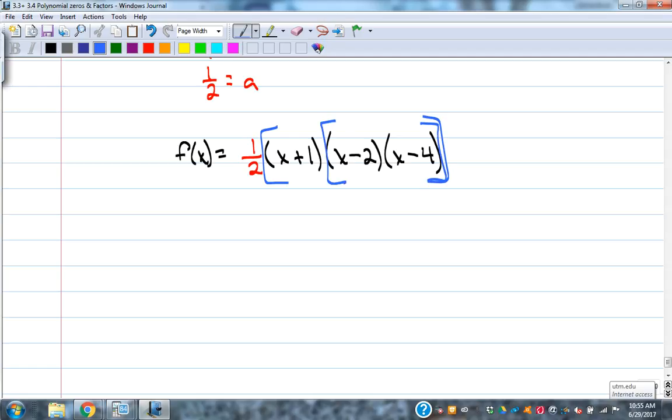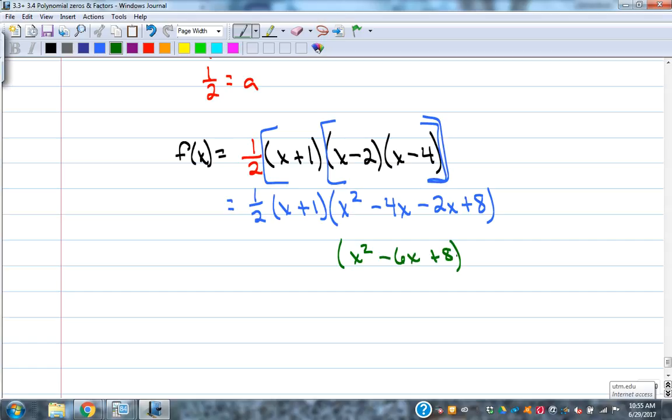x minus 2 times x minus 4. To do that, remember it's FOIL method or distributive property. x times x is x squared minus 4x. And then I'm distributing the negative 2. Negative 2x plus 8. I've still got this other stuff hanging out in the front. I haven't done anything with it yet. I'm going to simplify the big parentheses there and get x squared minus 6x plus 8.